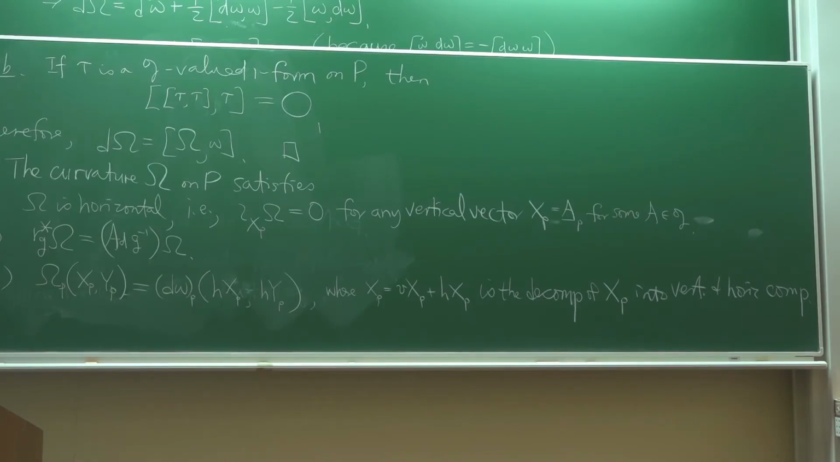To prove 3, because omega is linear in the arguments, there are several cases. You prove it for vertical vectors and for horizontal vectors. So there are 3 different cases. One is when both are vertical. The second case is when one is vertical, one is horizontal. The third case is when both are horizontal.